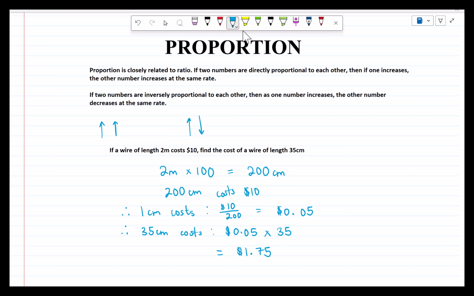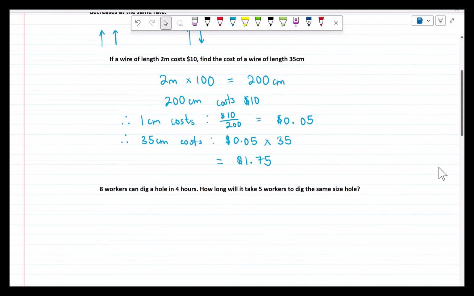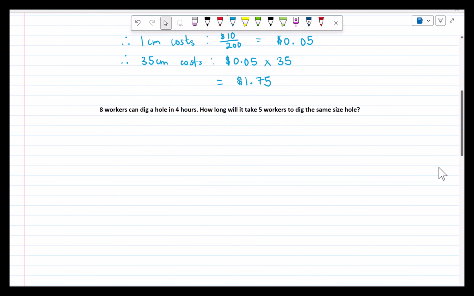We then spoke about two numbers being inversely proportional to one another, where we said if one increases, then the other one decreases. And I'm going to look at an example whereby we have got a scenario of inversely proportional numbers. So we're told that 8 workers can dig a hole in 4 hours. How long will it take 5 workers to dig the same size hole? Just by looking at this, already we have been told that 8 workers can dig a hole in 4 hours. And then now we are decreasing the number of workers to 5, meaning that they are definitely going to take more time to dig the same hole.